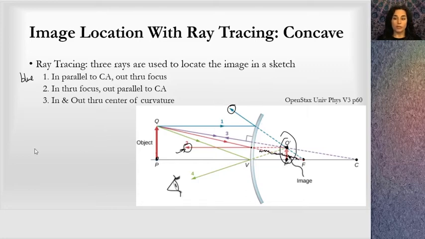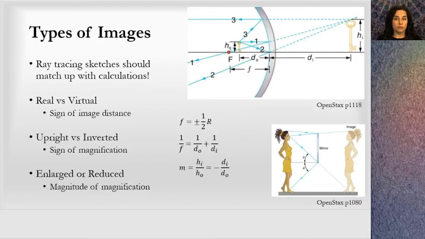When we look at images, what we like to do is qualitatively describe the image. What does the image look like? And so there's different types of image. Your ray tracing sketches should help with and match up with your calculations. I mentioned that before. So when we're doing this ray tracing, they should all match up with what you calculate in your equations here. The first distinction that we make with images is: is it real or is it virtual?